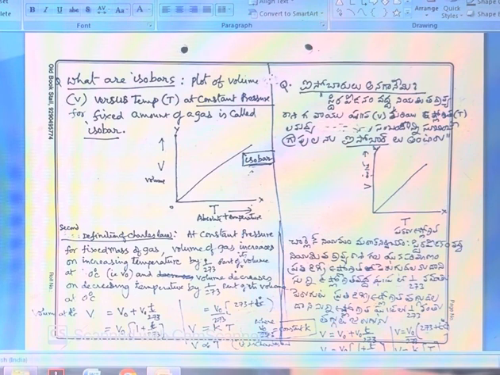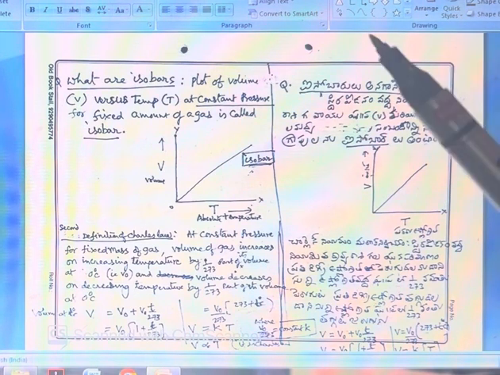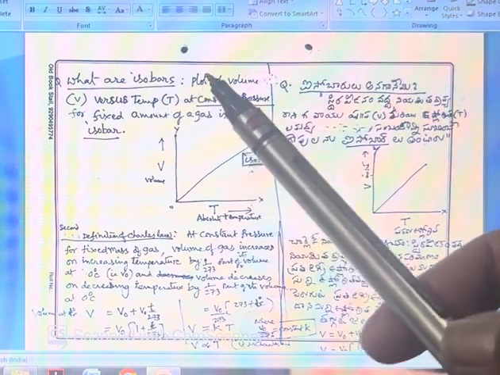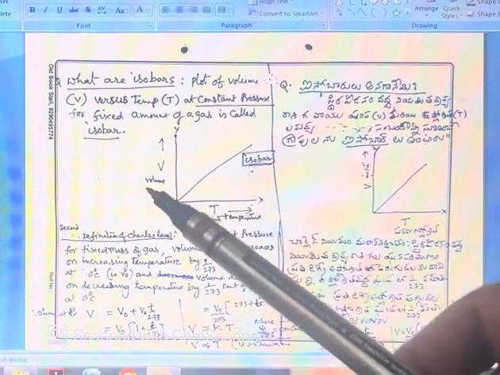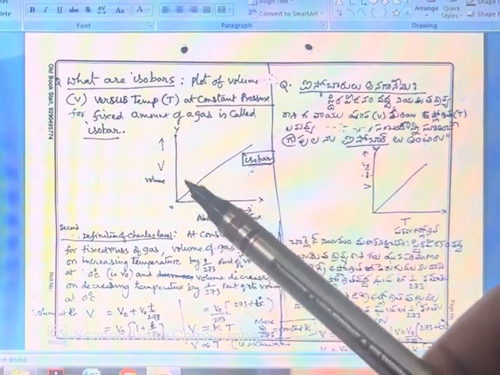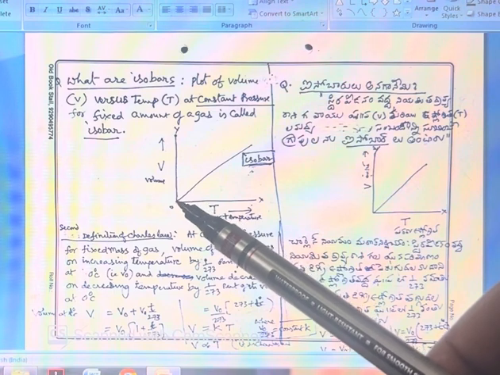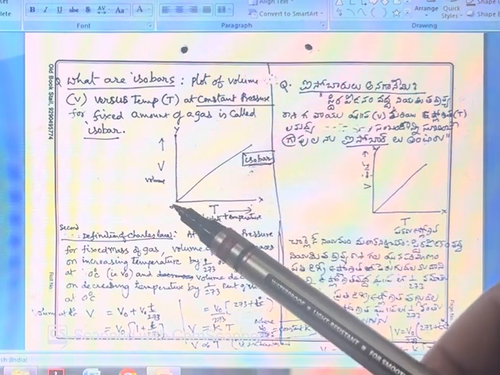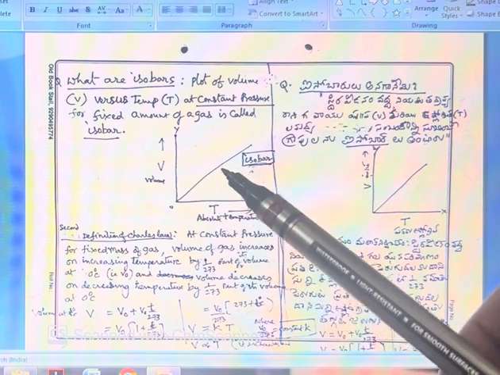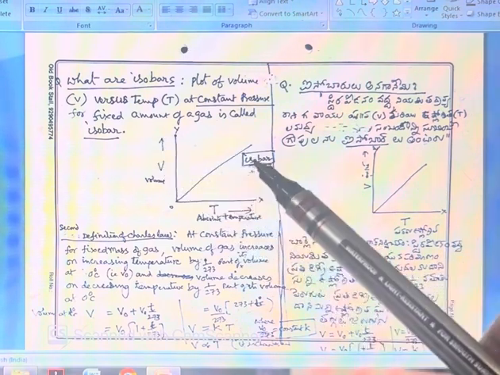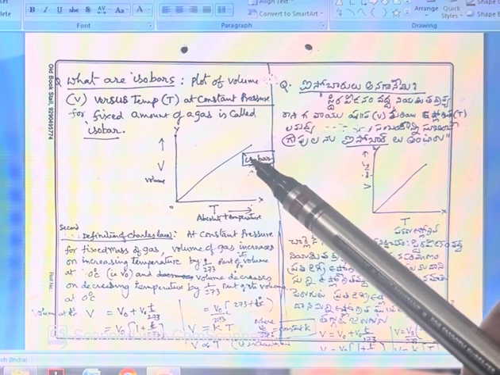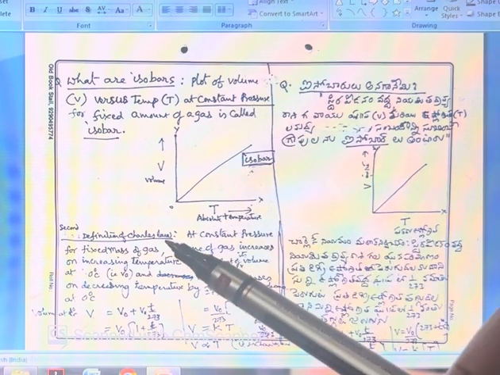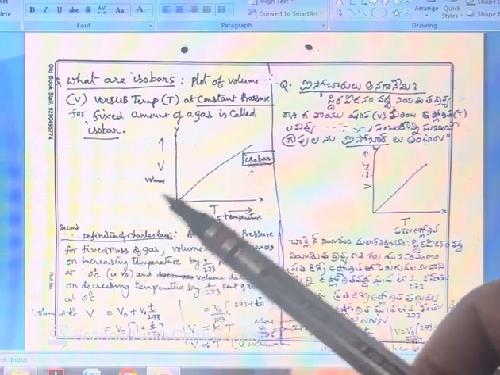Here the plot is drawn at constant pressure between volume and absolute temperature. You will get a straight line passing through the origin. This is called an isobar. An isobar is a plot drawn at constant pressure between any two variables.